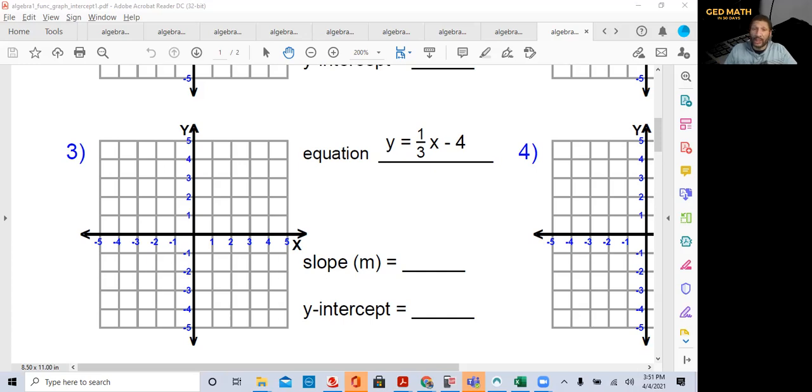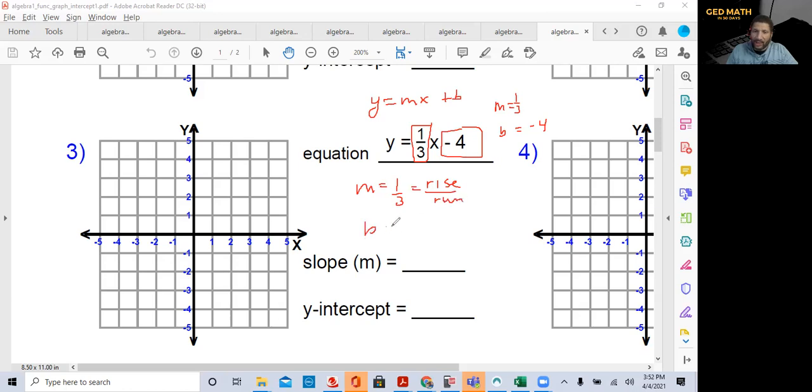So I have an equation. So I know it's in slope-intercept form, which is y equals mx plus b. What I know is whatever is in front of my x is my slope. So I know my slope is 1/3. I know what's left, if it's in slope-intercept form, is my y-intercept, which is -4. So therefore I have my slope, which is 1/3, which is my rise over run.